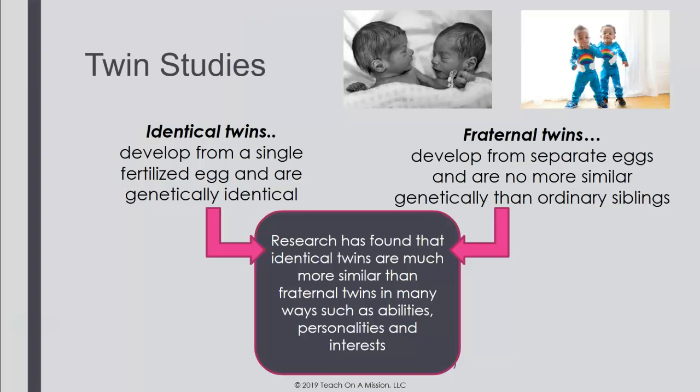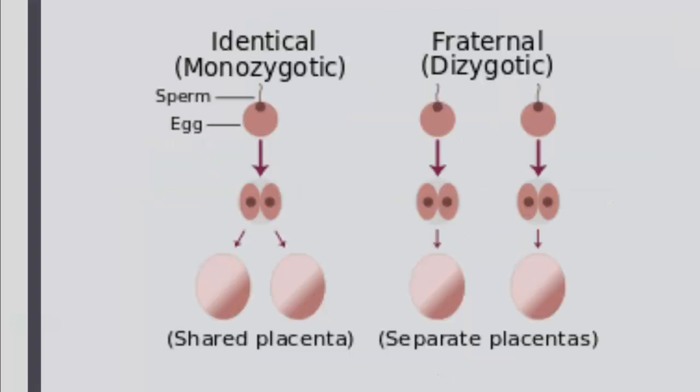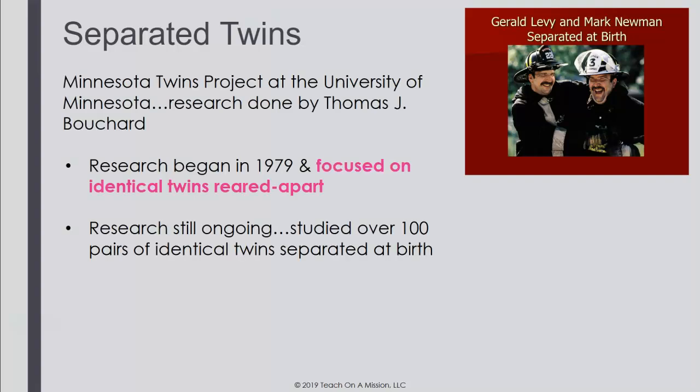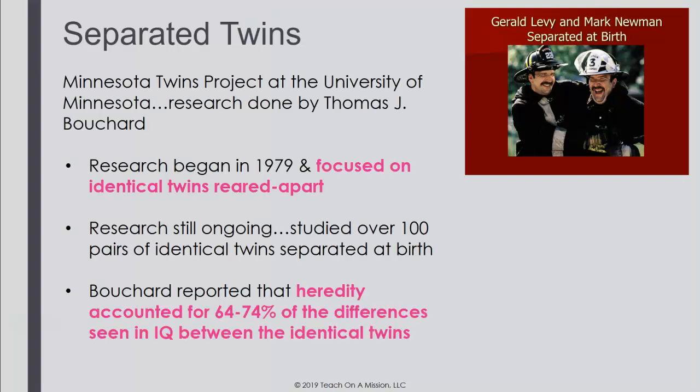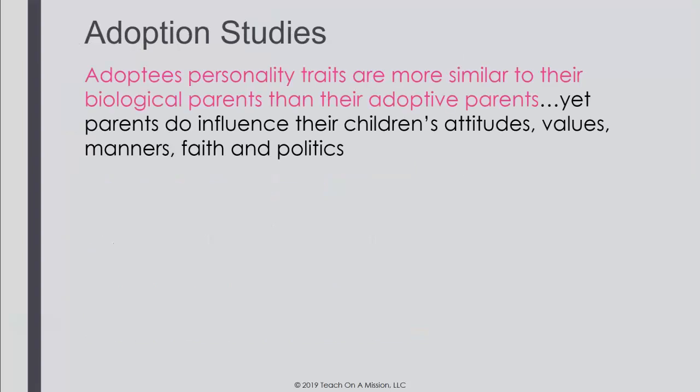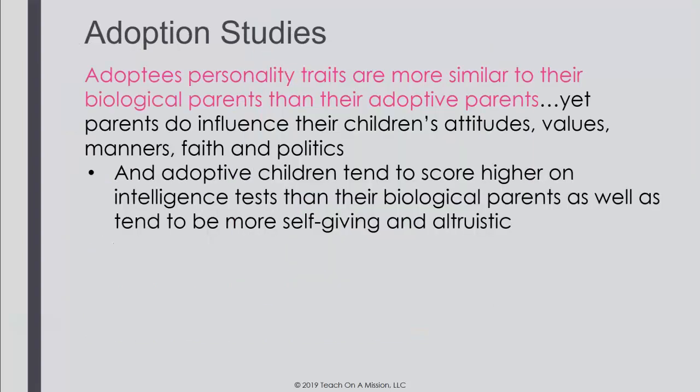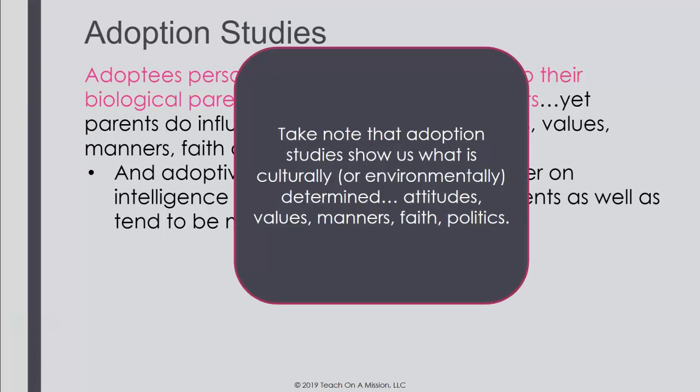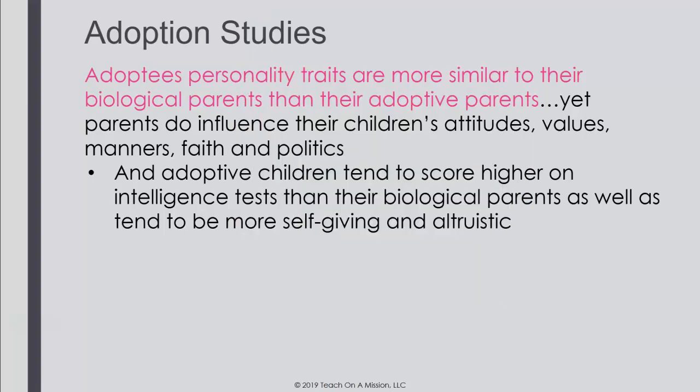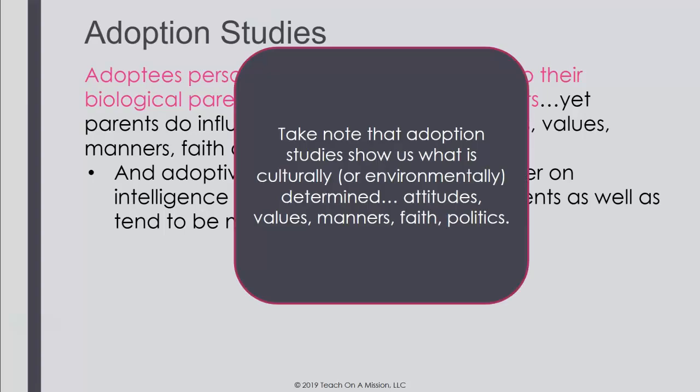So we know that identical twins are much more similar, so they're better for studying nature and nurture. And ideally, separated twins are better because we know that if they were separated, they have the same genes. Then if they are similar, then it's an environmental thing. And if they're different, it's a nurture thing, or nature thing, sorry. Adoption studies: personality traits are more similar to their biological parents, even when they're raised away from their biological parents by adoptive parents. So adoption studies show us what is culturally or environmentally determined.